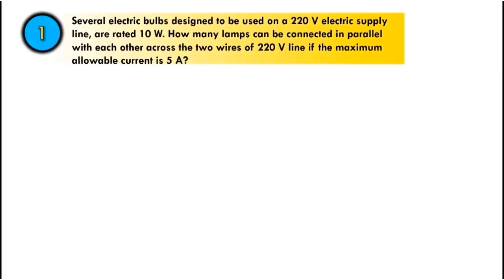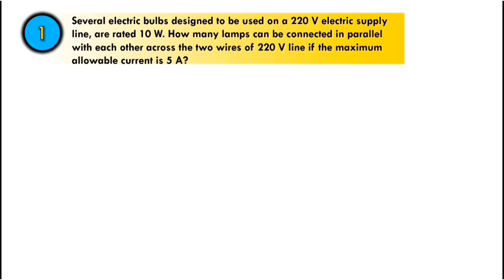Okay students, now let's do some more numericals. So see question number 1. Several electric bulbs designed to be used on a 220 volt electric supply line are rated 10 watt. How many lamps can be connected in parallel with each other across the two wires of 220 volt line if the maximum allowable current is 5 ampere?